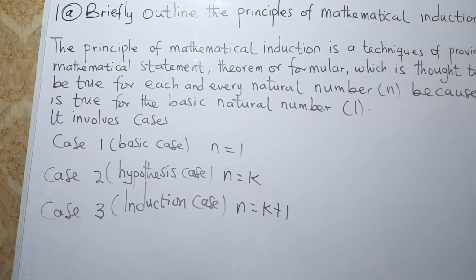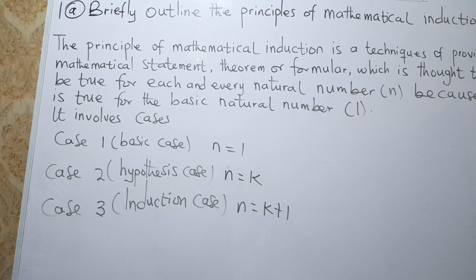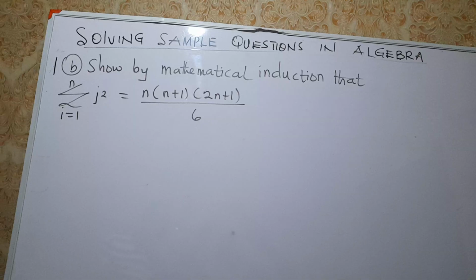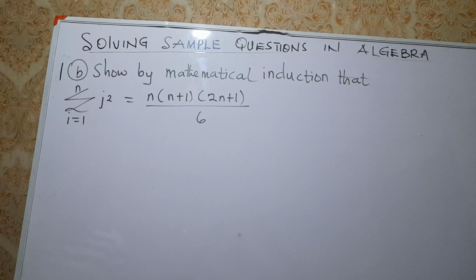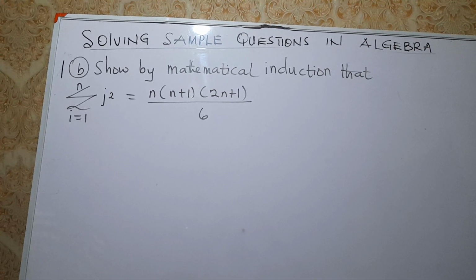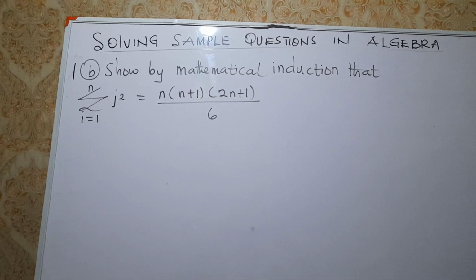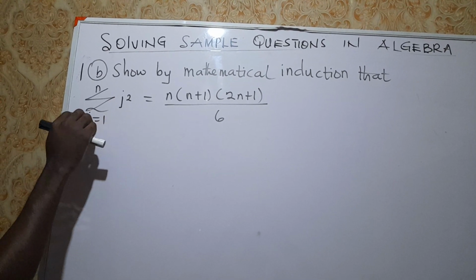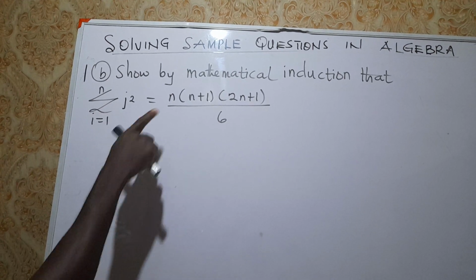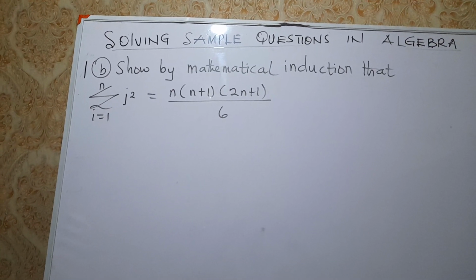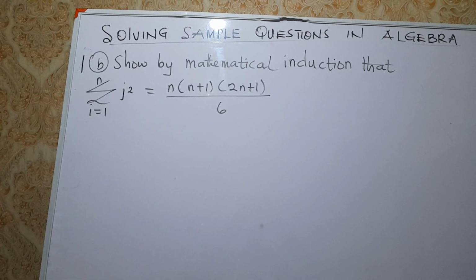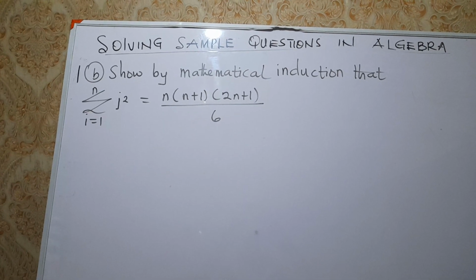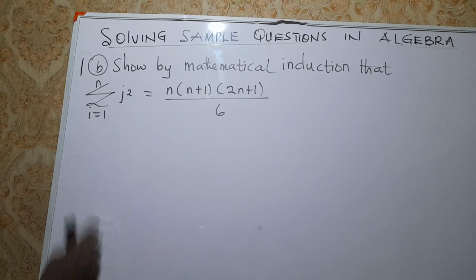Now the second aspect is also on proving a certain mathematical statement to be true using the principles of mathematical induction. So the second aspect, or the B aspect of question 1, says: show by mathematical induction that the sum where i equals 1 up to n of i squared is equal to n times (n plus 1) times (2n plus 1) all over 6. So this is a very common formula that most mathematics students will be familiar with.